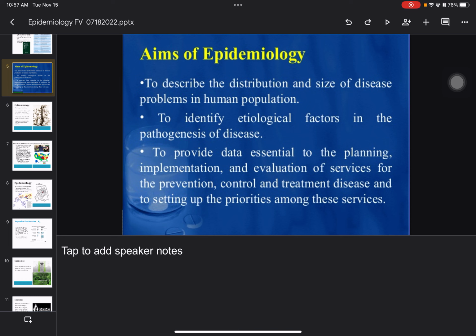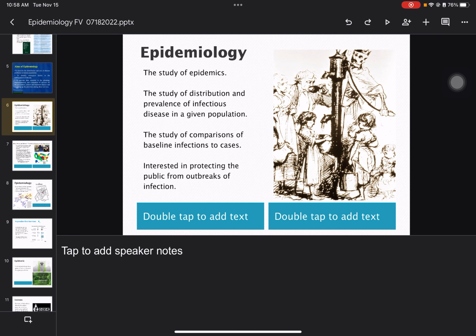So this is a very famous painting. It's called Death at the Water Pump. Oh, somebody has it in your office? Yeah, it's in my office, I love it. It really tells the story of how epidemiology became a science.